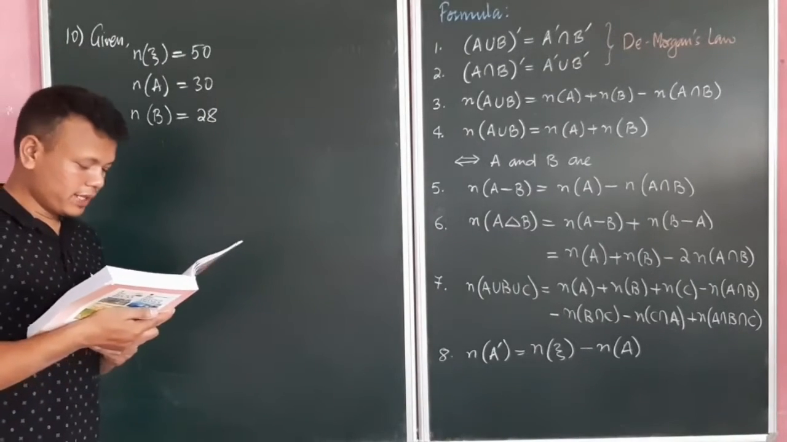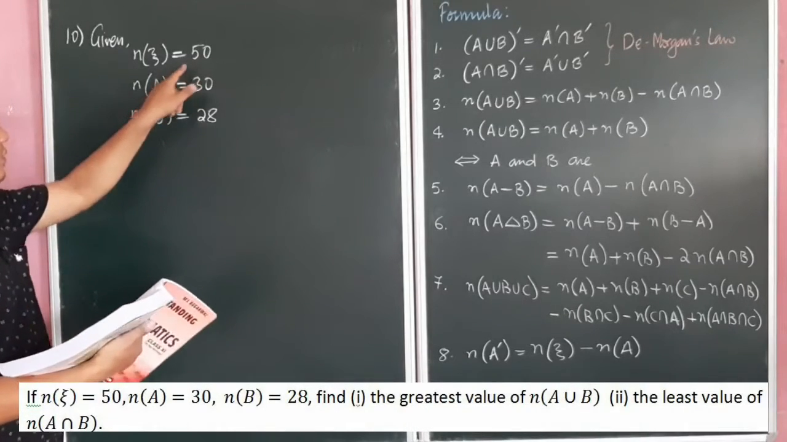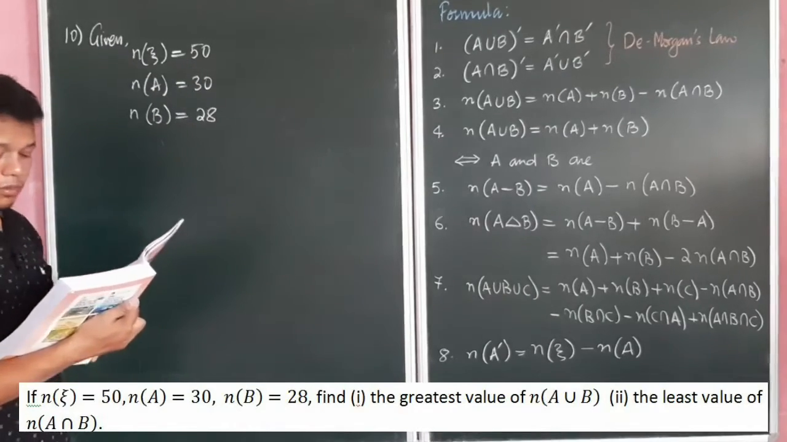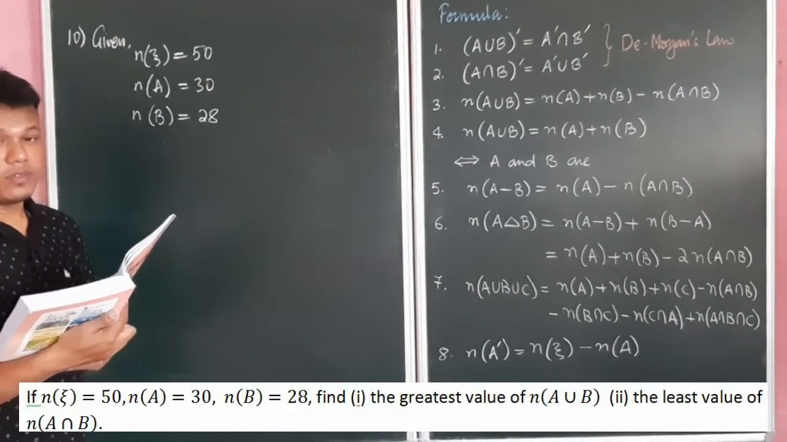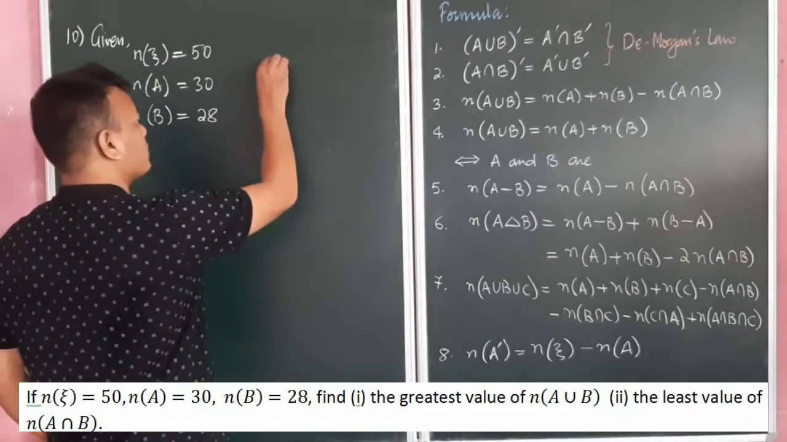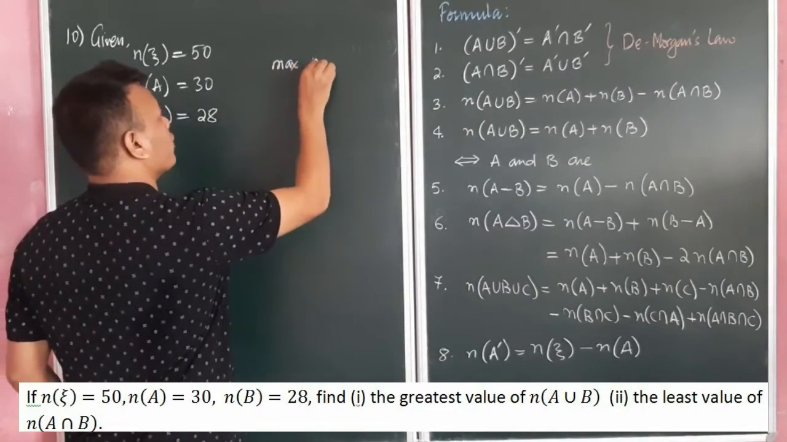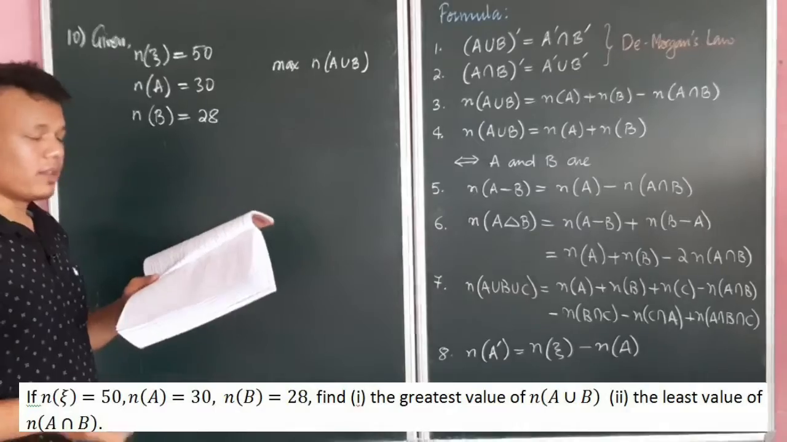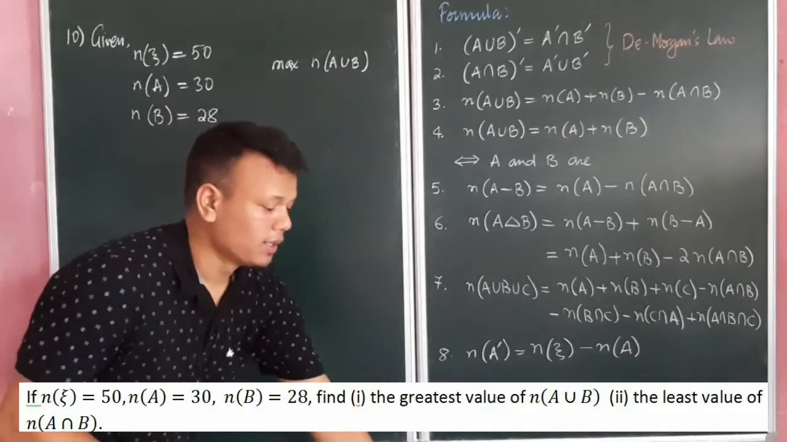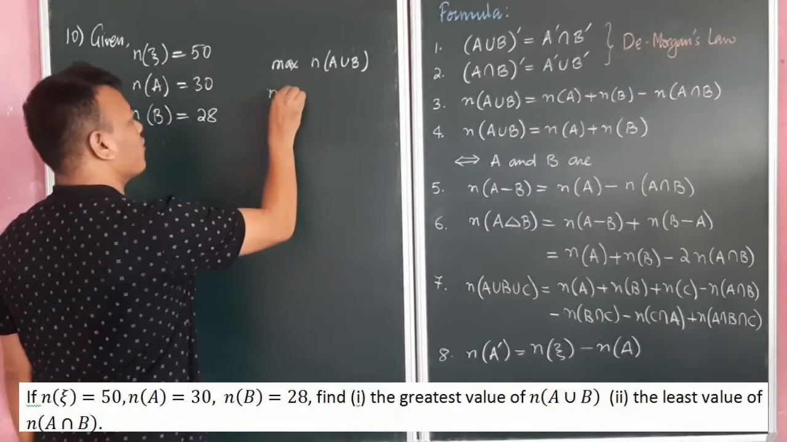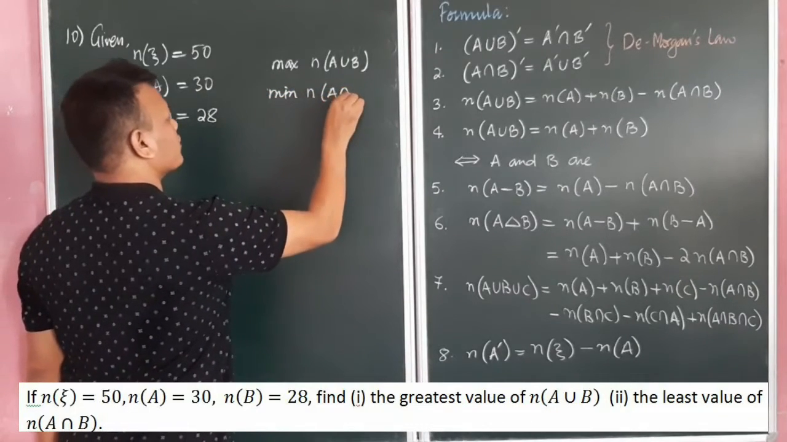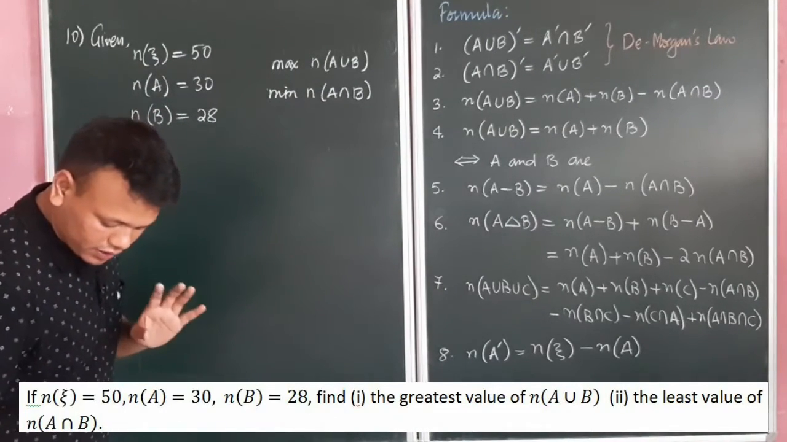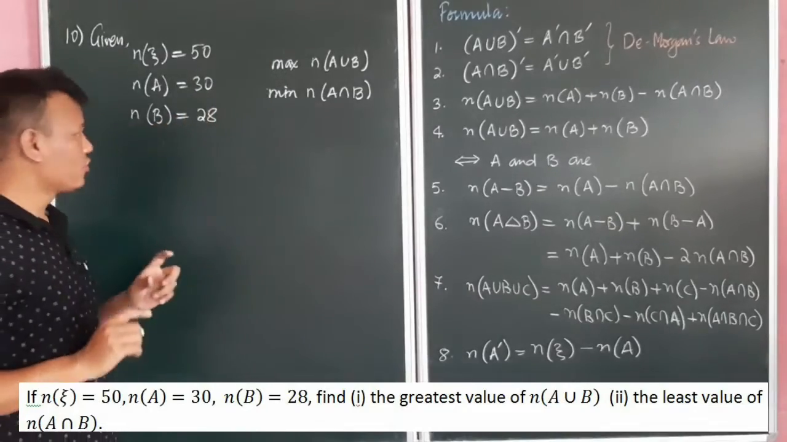Okay, let me take question number 10. Question 10 says, if n of xi is 50, n of A is 30, n of B is 28, then find number 1, the greatest value of n of A union B. So you need to find the greatest or maximum value of n of A union B. The next question says find the least value of n of A intersection B. Least means minimum value of n of A intersection B. Now let's try to understand very carefully, because this question is a bit tricky.